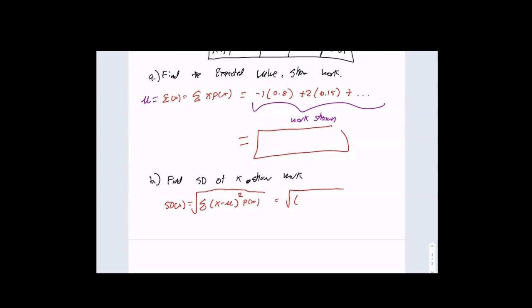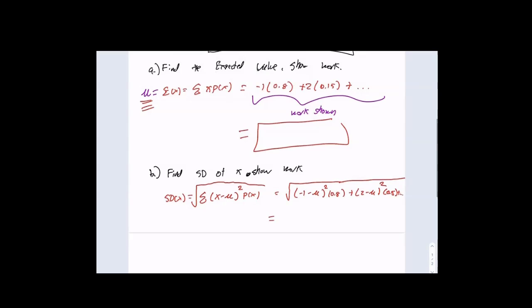And so literally I can write in here -1 minus the mean, squared, times 0.8, plus 2 minus the mean, squared, times 0.15, plus dot dot dot. And this mean right here, I just want to point out, is what I'm able to use down there. And so then I get equals, and I'll get some answer.